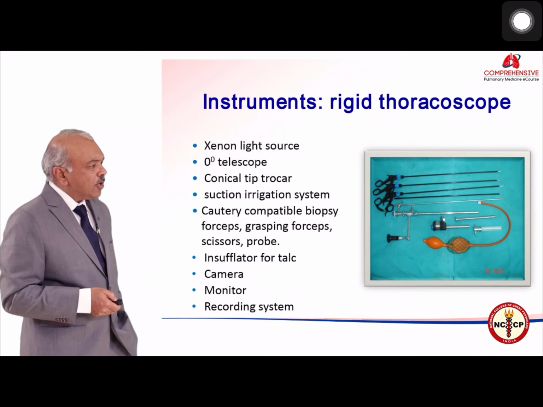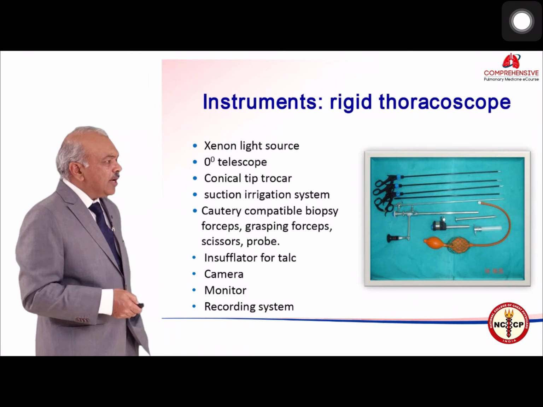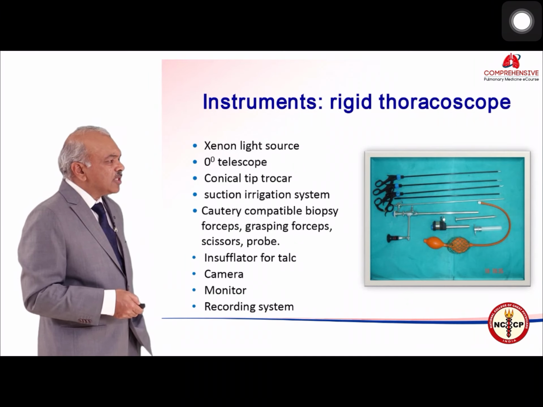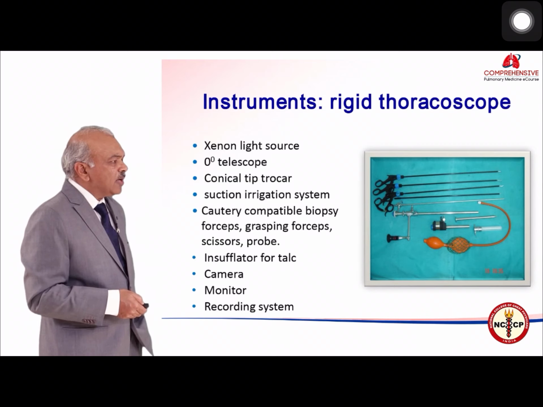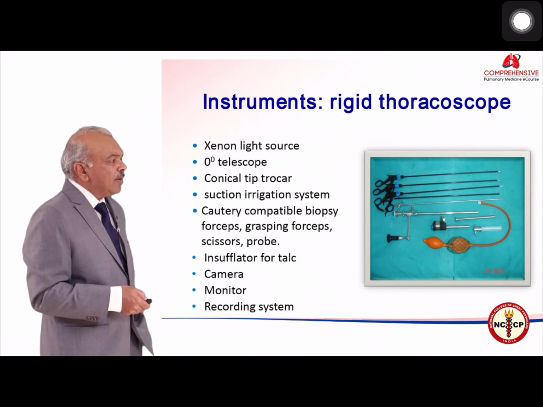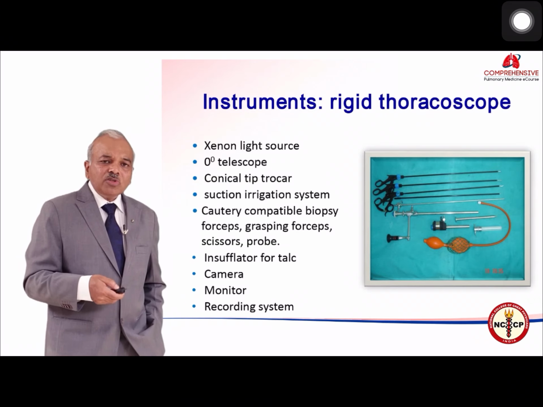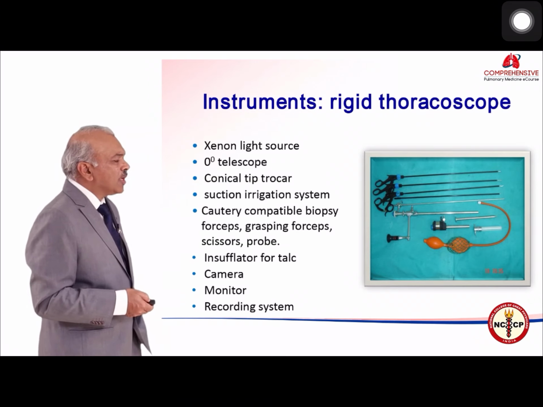Now, this is on your screen. You can see that this is the rigid thoracoscope. Here at the bottom of this assembly, you can see the telescopic device. This is the rigid thoracoscope. This is the trocar and the cannula for inserting. This pump below is the pump for the powder, and then above you have the different types of forceps. And mind you, all these forceps are cautery enabled. So while you are doing the procedure, you can also do a cautery if there is bleeding.